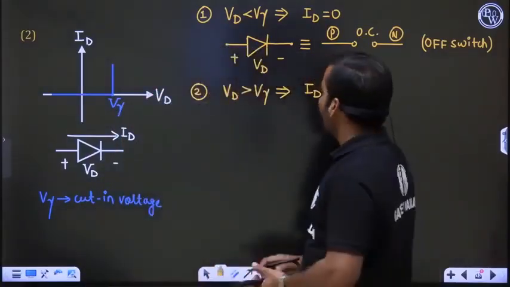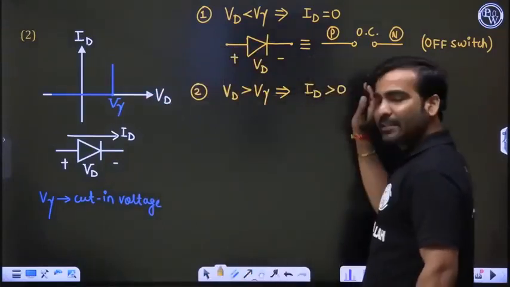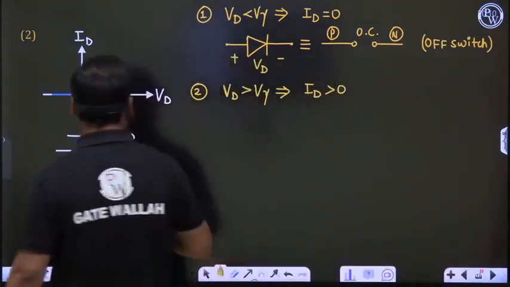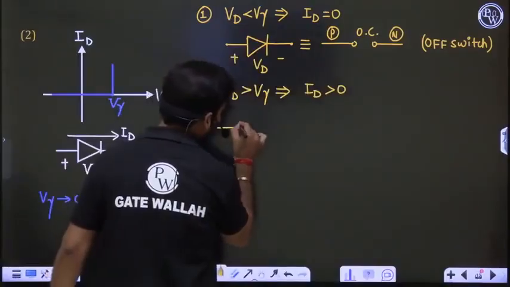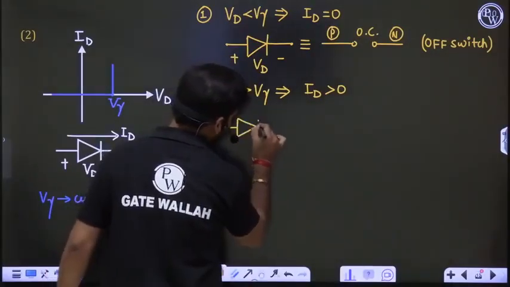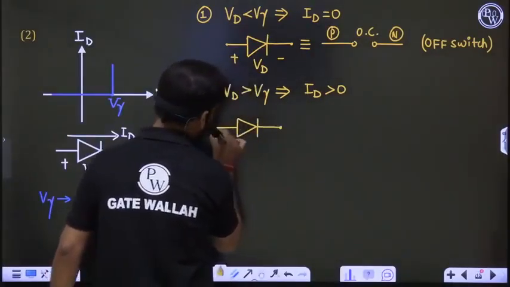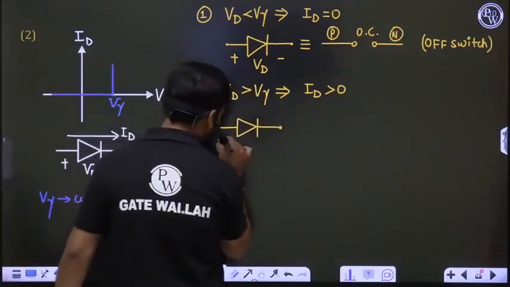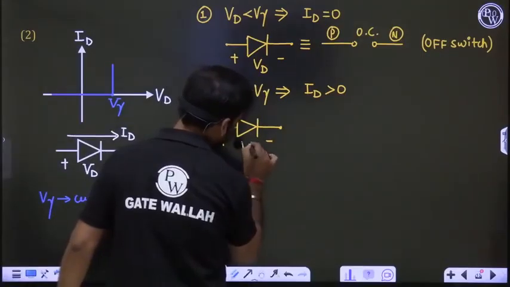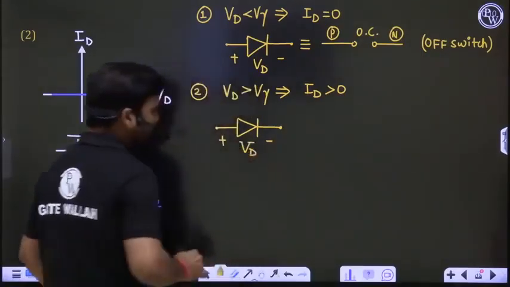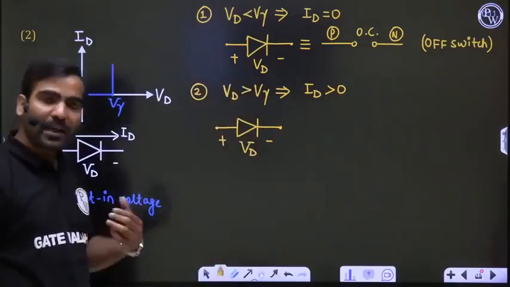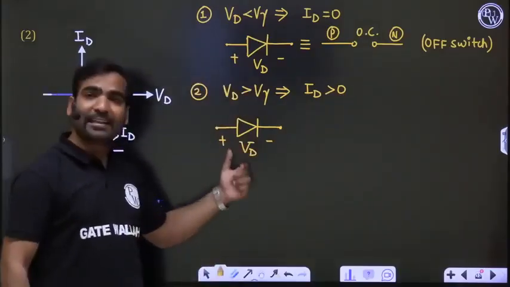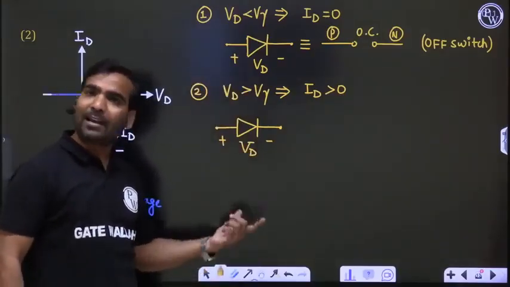Okay, so Vd is greater than V gamma, Id is some finite value greater than 0. Now what is the replacement of the diode? We are learning the replacement of the diode. So this is your diode. Suppose this is the diode voltage, P side positive, N side negative, some voltage Vd. After measuring this voltage, we come to know whether it is greater than V gamma or less than V gamma.